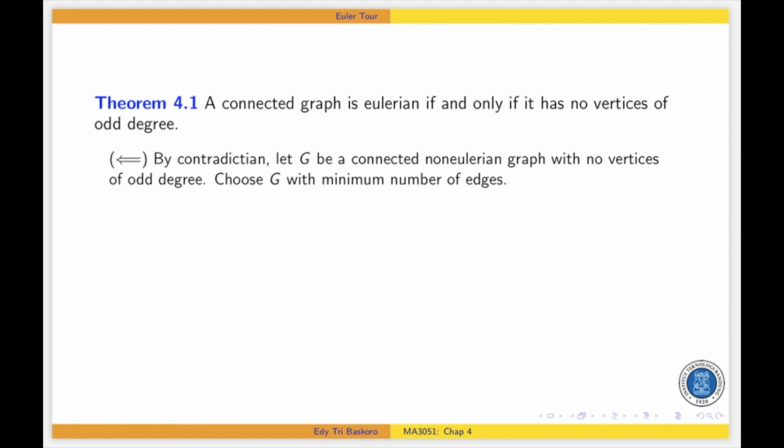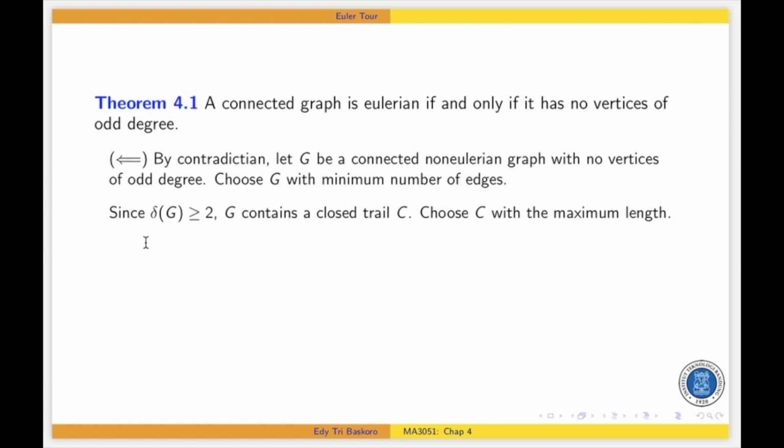Now we are going to see the proof from right to left. By contradiction, let G be a connected non-Eulerian graph with no vertices of odd degree. And choose G with the minimum number of edges, the smallest possible. Now, since the minimum degree of G is at least 2, G contains a closed trail C. And choose C with the maximum length, as long as possible.